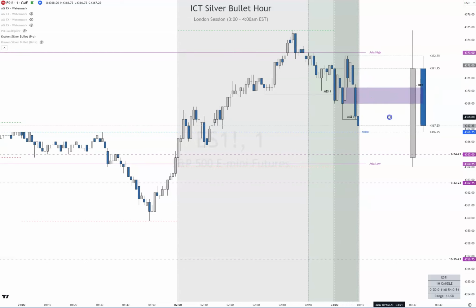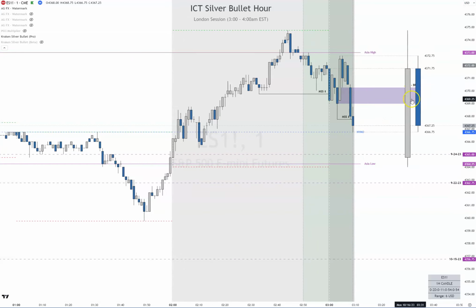Let me just move these over. Let me move this over a little bit. You'll see it in just a second. It'll slide over. So this is a breaker block, okay? And we have a fair value gap right here as well. So now we have a fair value gap inside a breaker, or a breaker inside a fair value gap rather.